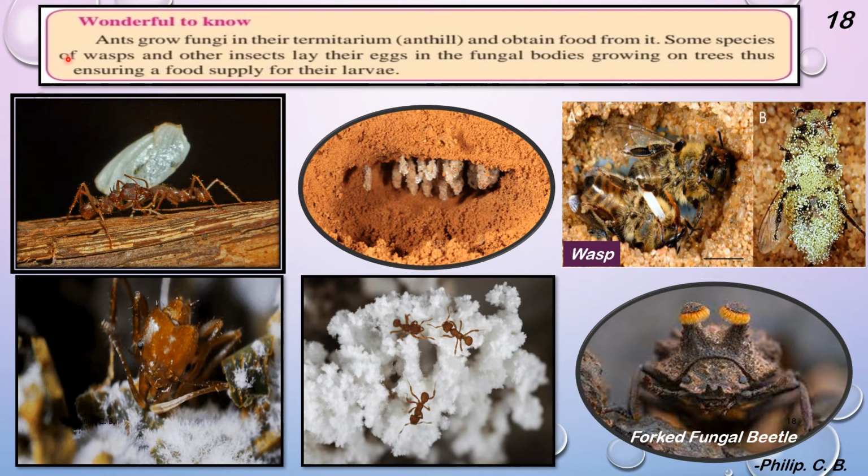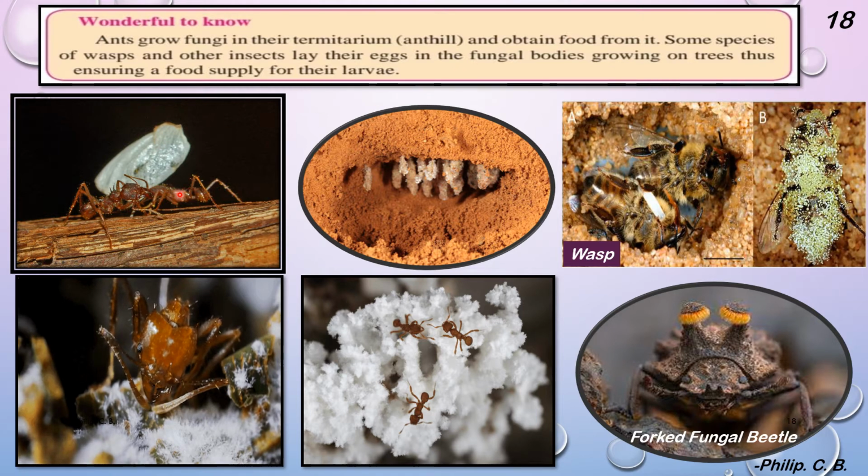Now students, a little bit more interesting fact which is given in the text. Wonderful to know. Ants grow fungi in their termitarium, that is ant hill, and obtain food from it. Some species of wasps and other insects lay their eggs in the fungal bodies growing on trees, thus ensuring a food supply to the larva. So you see ants which grow fungi in their ant hill, or certain insects laying eggs in the fungal body. So the eggs, when they hatch out, these young ones or the larva can feed on it.